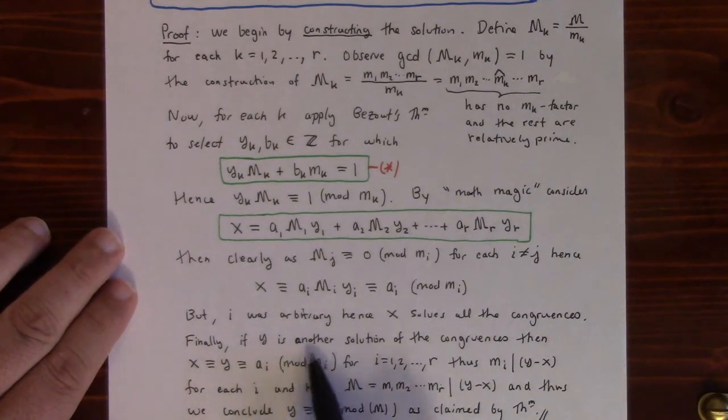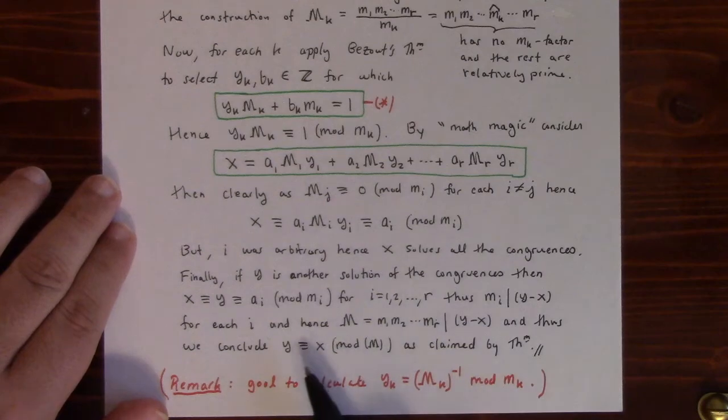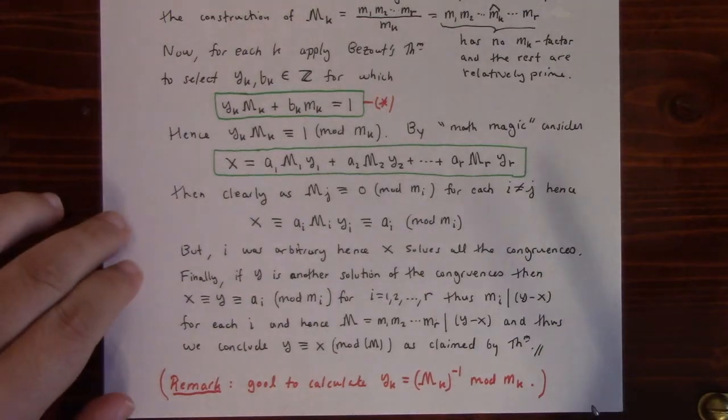And finally, if Y was another solution to the congruences, then X is congruent to Y is congruent to Ai for all i, which means that mi divides Y minus X for each i, and consequently M divides Y minus X, which shows you that your second solution would be congruent to the first one we constructed, mod M. So it's unique. The solution is unique mod the big M.